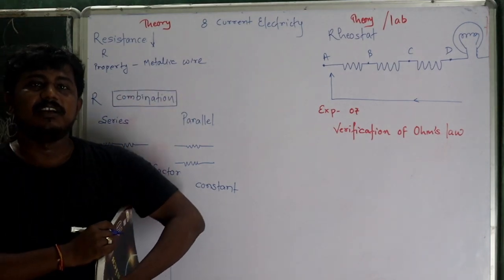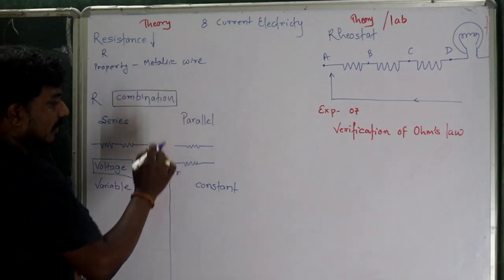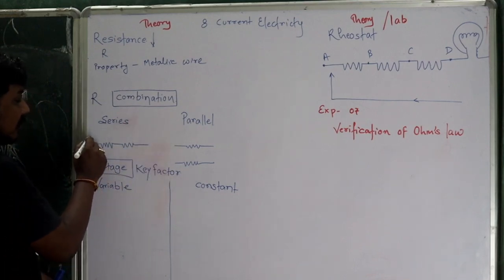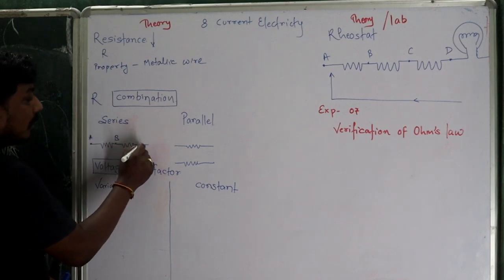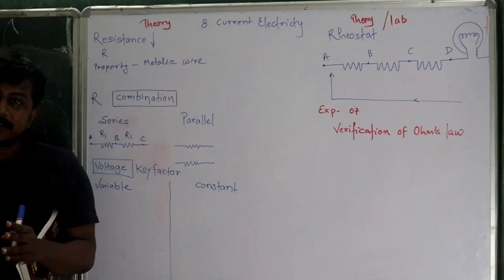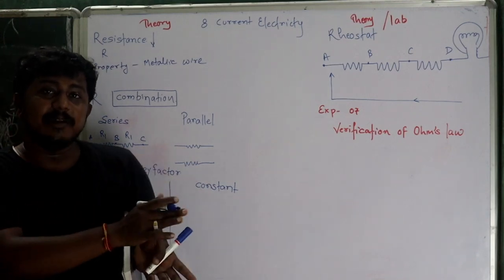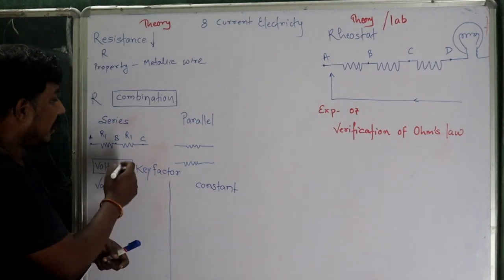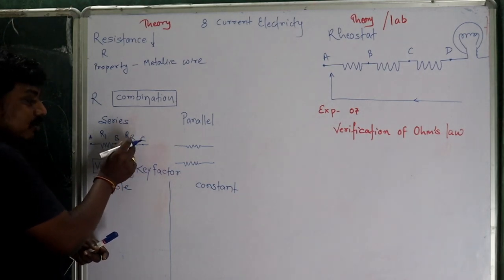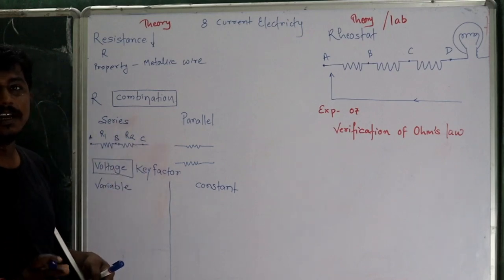Clear? Like in a household circuit or wherever we are working with resistance, how can we combine them? The first one is series and the second one is parallel. You can see this is the series way and this is the parallel way. In series, two resistances R1 and R2 are combined such that the head of R2 is joining with the tail of R1. If resistances are combined in this way, they are called a series.